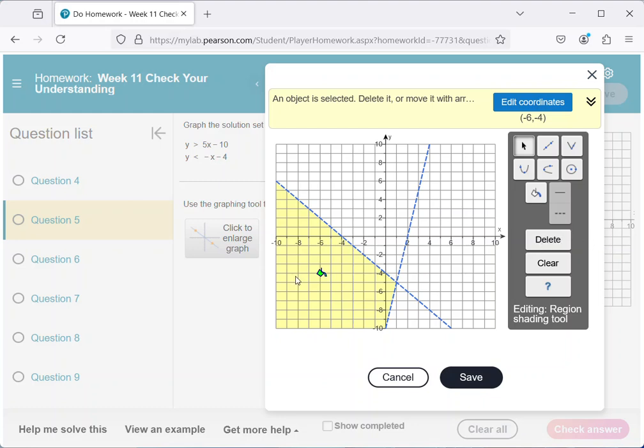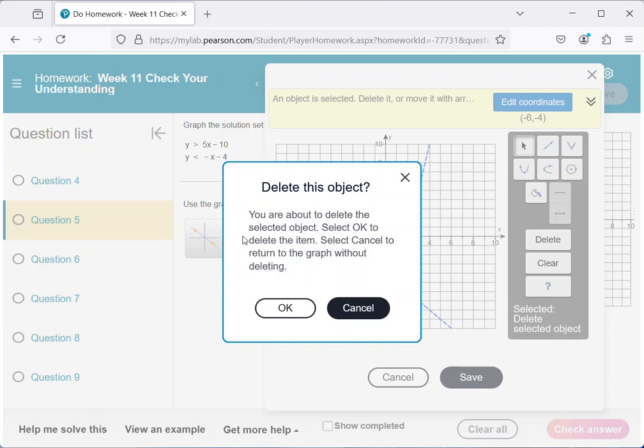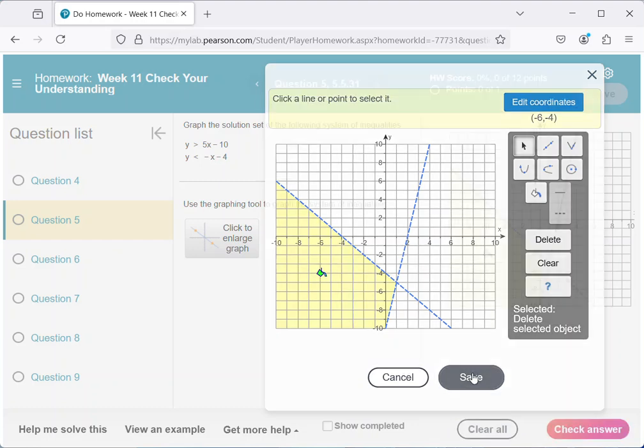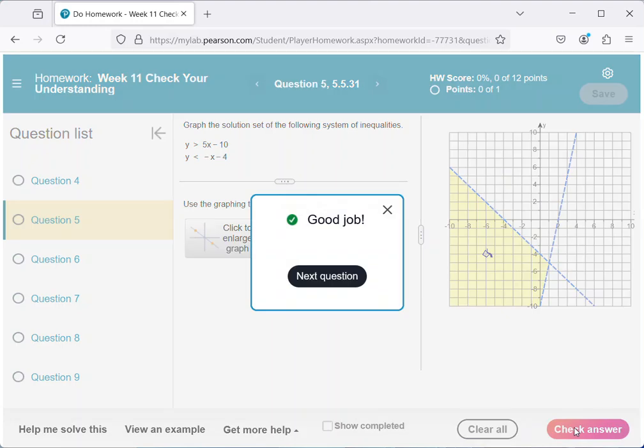Just like always, I can click on something and select delete if I want to delete it off the graph. It'll give me a warning before it does it. I could also click on clear, and that will clear everything from the graph. So I'm going to save my graph and check my answer. Looks good.